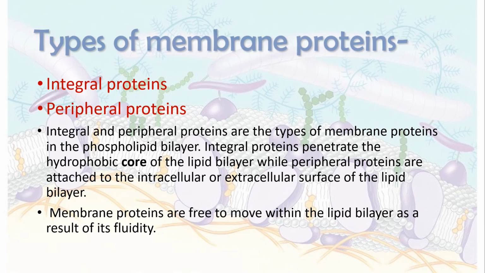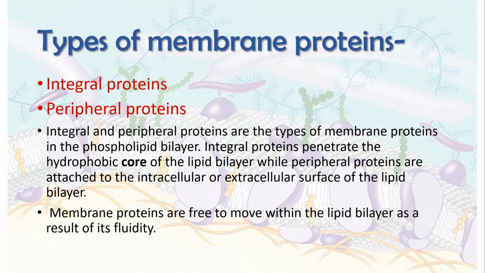So next is the types of membrane proteins. Basically, membrane proteins are of two types. The integral proteins, or intrinsic proteins, because they are a permanent part of the membrane and associated strongly with the hydrophobic tail of the lipid bilayer. And the next is peripheral proteins, also known as extrinsic proteins. These are transiently or loosely associated either with integral proteins or with the lipid bilayer of the cell membrane. These associations are weaker compared to integral proteins.